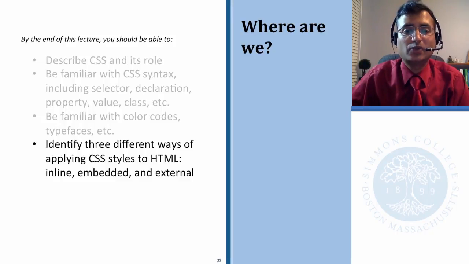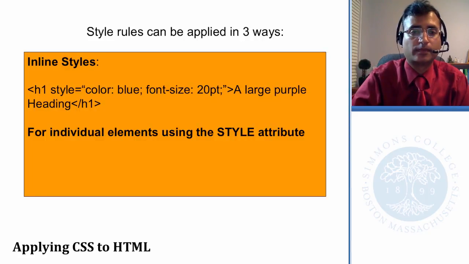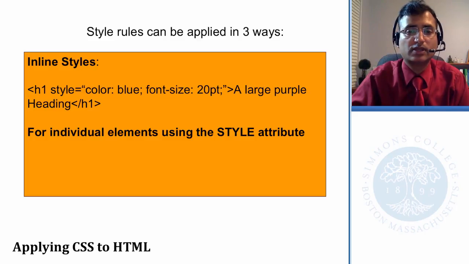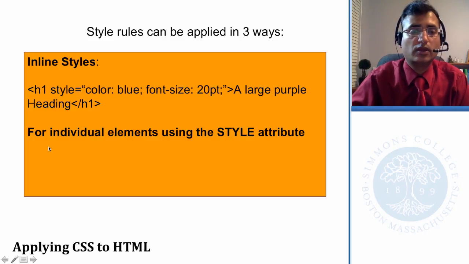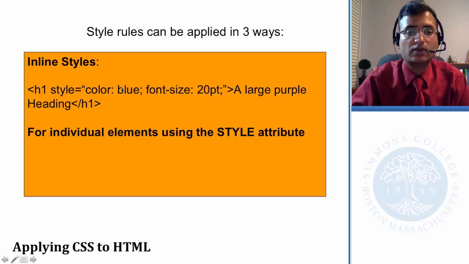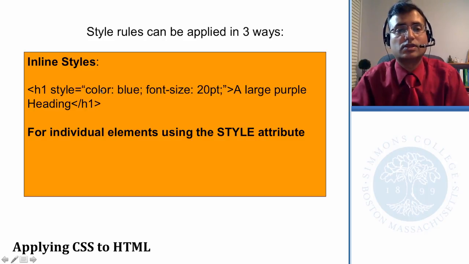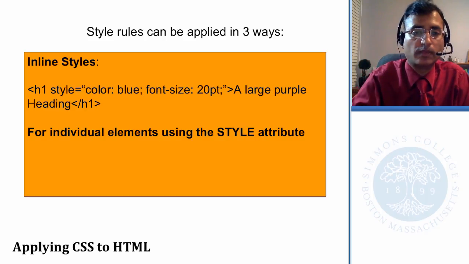We will now look at the different ways of applying CSS styles to HTML: inline, embedded, and external. The style rules in CSS can be applied in three ways, and this is within your HTML. As you say, okay, this is heading 1, and within here itself you can say style color blue and font size 20 when you want to style for individual elements. That's one way.